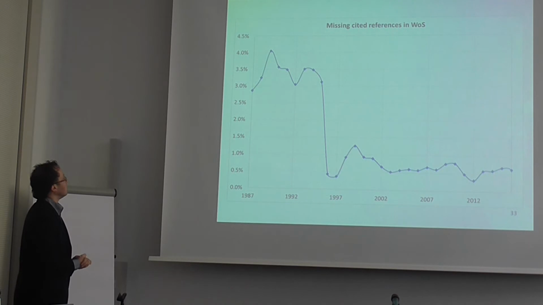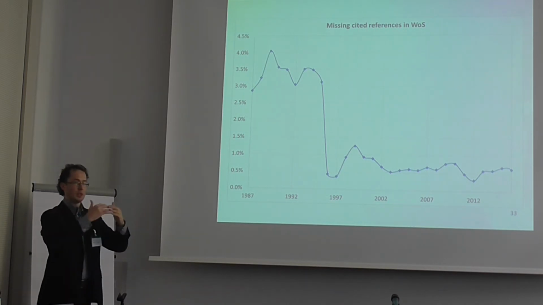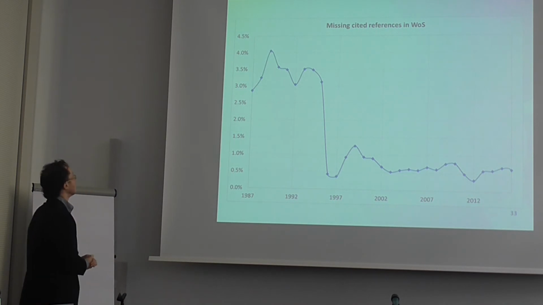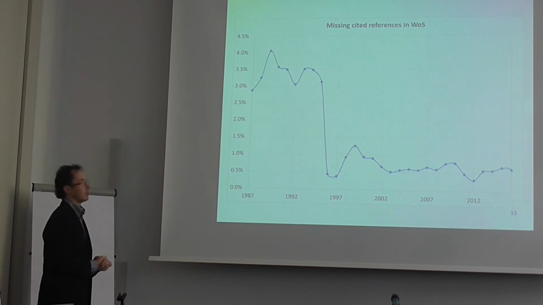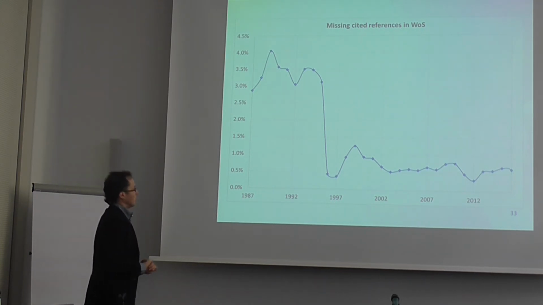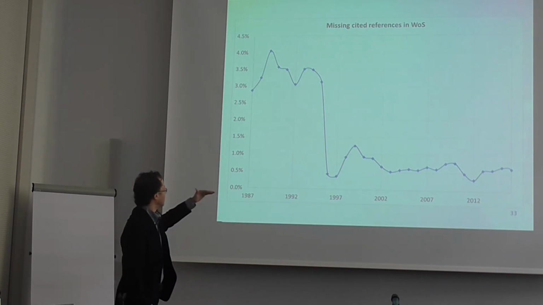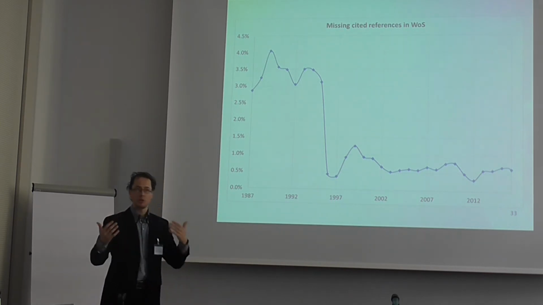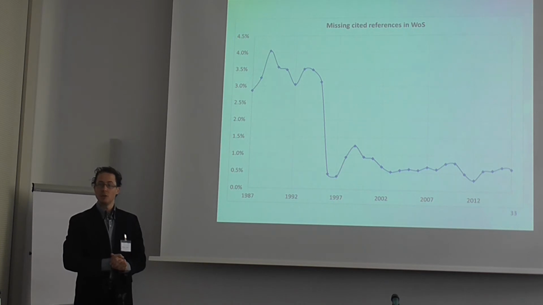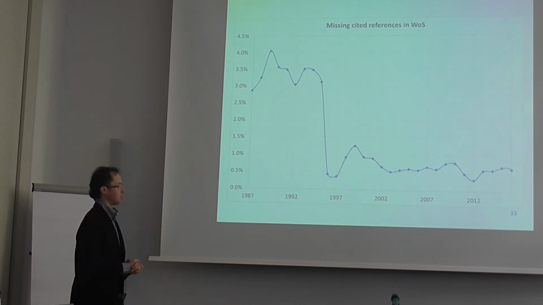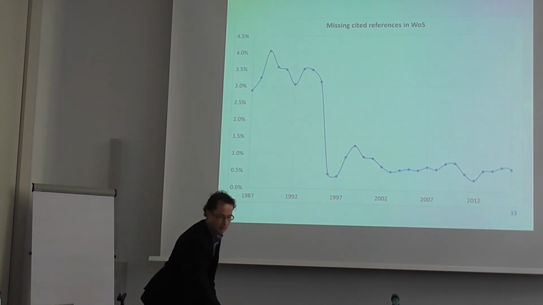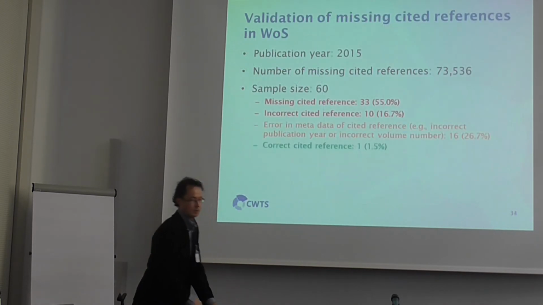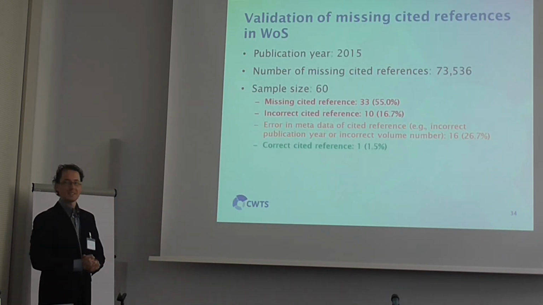And in this graph we see then some results based on this matching at the reference level. And especially the percentage of missing cited references in Web of Science. And then for the later years we see that 0.6–0.7% of the cited references are indeed missing in Web of Science. And yeah, it's a very rough estimate. It's work in progress.